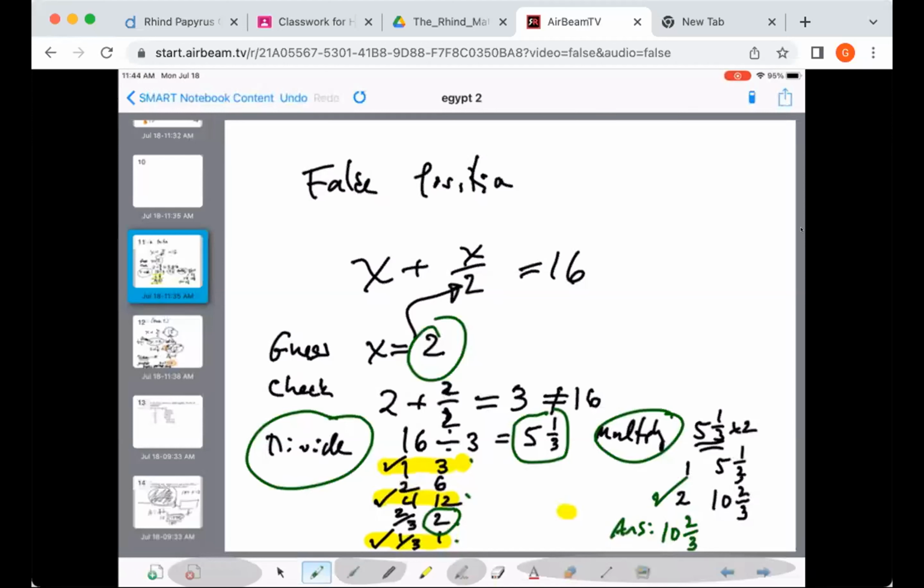Now I would like you to try to apply the method of false position to the other question. Actually, I want to put you into groups for it. I'm looking for x plus x over 5 equals 21. I'll put you into groups for 15 minutes about this one. This will be our last question for today. x plus x over 5 equals 21.